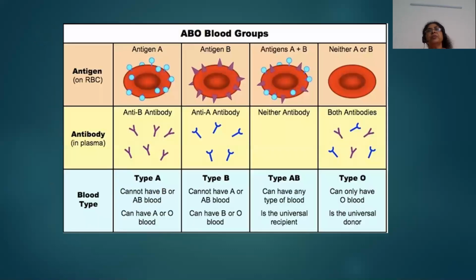In humans we have 4 types of blood groups: blood group A, blood group B, AB, and O. Blood group A has antigen A, antibody B. Blood group B has antigen B, antibody A. Blood group AB has antigens A and B both, but no antibody. And blood group O does not have any antigen, but both the antibodies.